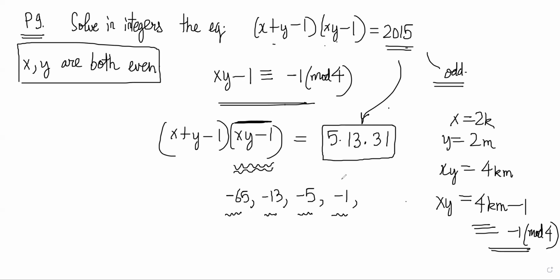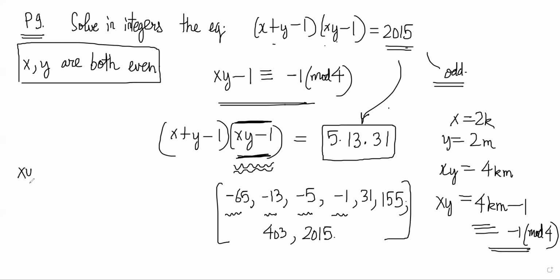So here on the positive side, you could have basically 31, which is congruent to -1 mod 4. And you could have 31 into 5, which is 155, which is also congruent to -1 mod 4. If you do 31 times 13, you get 403, so that is also congruent to -1 mod 4. And finally, you could have even 2015, which is congruent to -1 mod 4. So these are the possible values of xy minus 1.